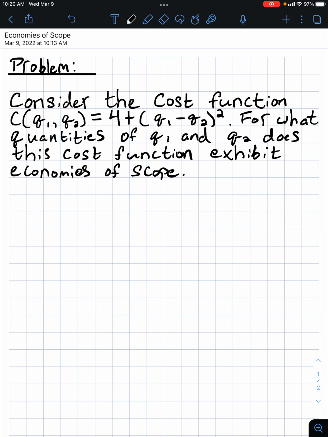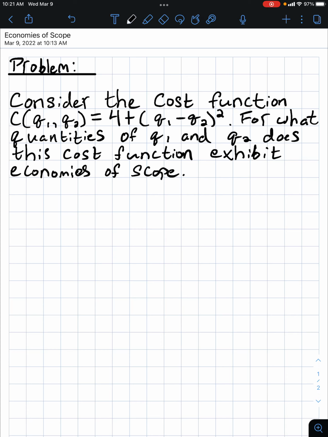Welcome back. Hopefully you're able to solve this problem. Now let's work on it together. So we need to find what quantities of Q1 and Q2 this cost function exhibits economies of scope. So what does this mean? This means that the cost function will exhibit economies of scope when what conditions are met.